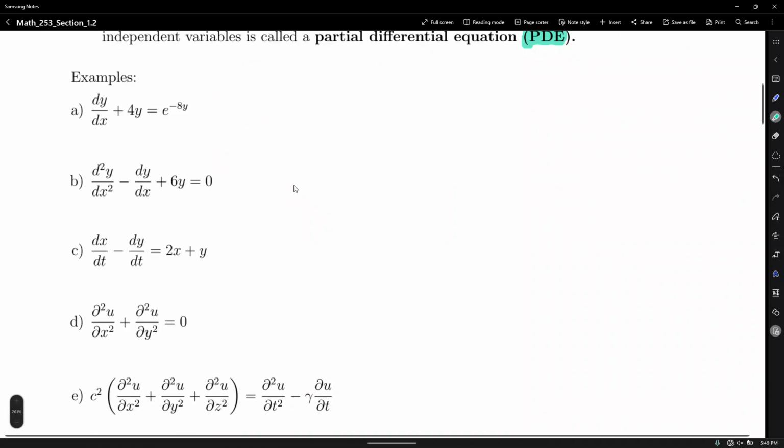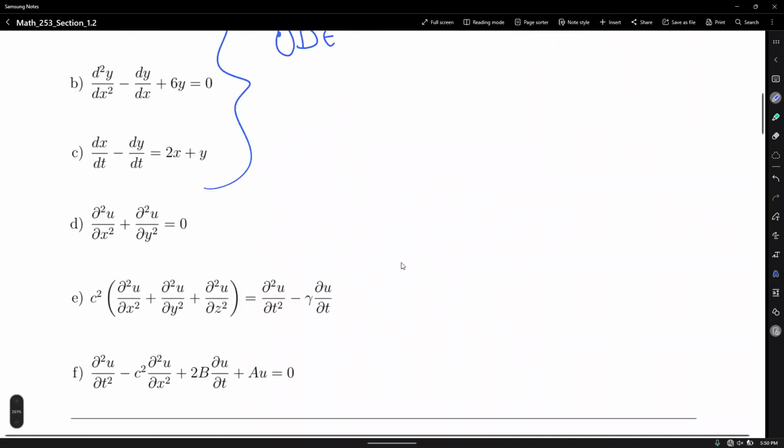Okay, so, examples of these equations. Don't worry about their solutions for now. The first three equations are ODEs, because look at the derivative symbol. They have the actual d, as opposed to the remaining three equations. Look at the derivative symbols; those are partial derivatives. So these are partial differential equations. All right, so these are PDEs.